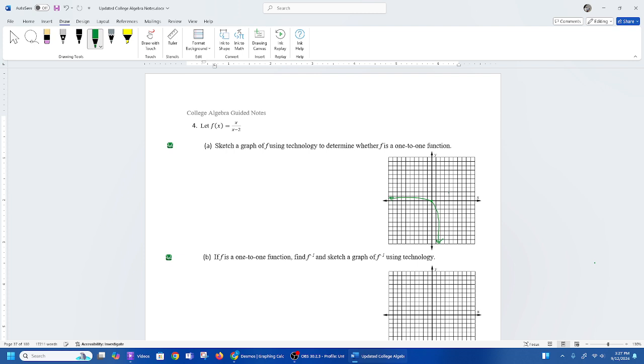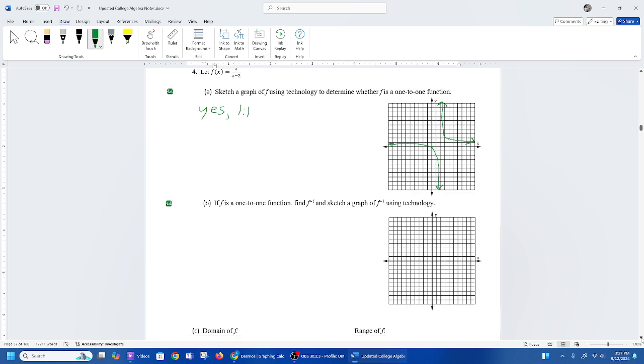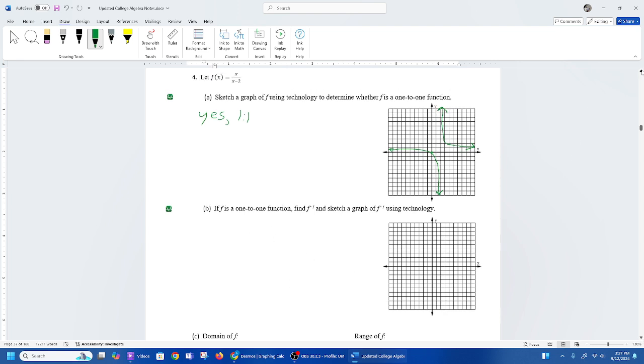Again, it's going to get closer and closer to x equals 2 without touching it. And it's going to get closer and closer to y equals 1 without touching it. And yes, this is 1-to-1. They want us to sketch a graph of the inverse. So let's find the inverse first.